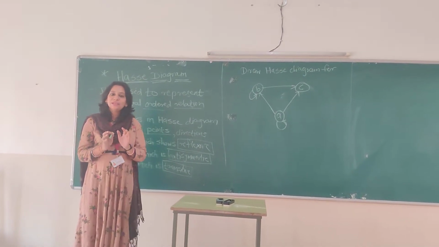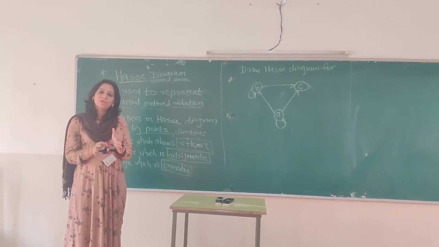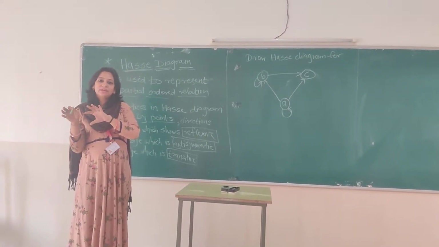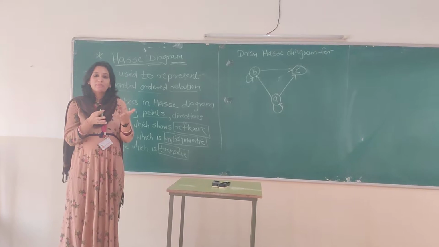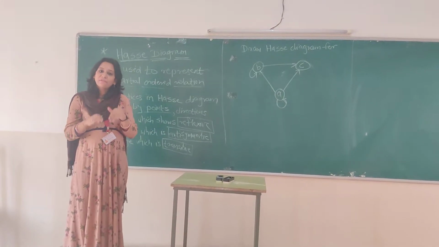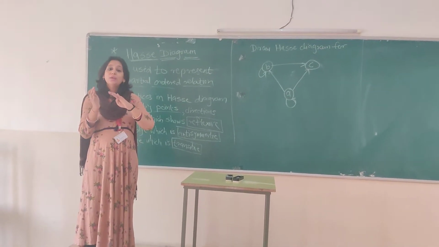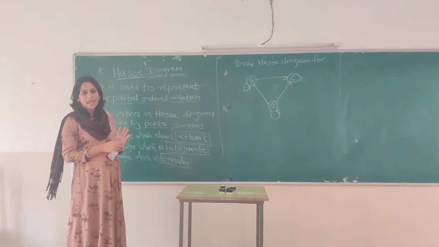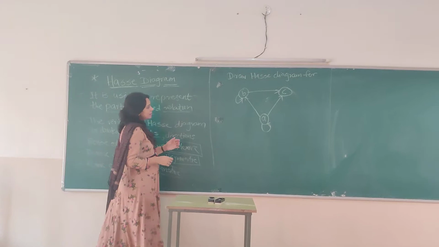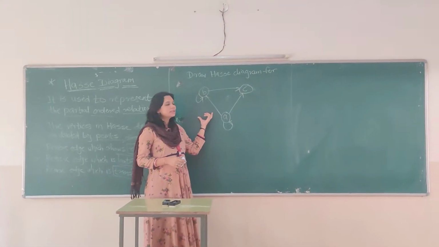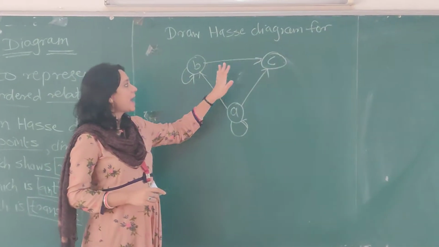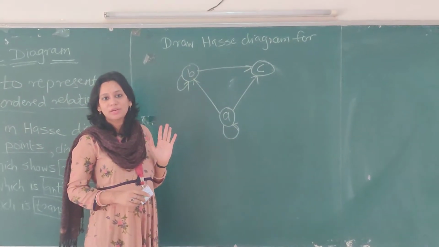Means the properties which are satisfied by the partial order relation, the representation of that relation is definitely in the type of edges. We have to remove the edges and then we are getting the simplified version, and that is called a Hasse diagram. So we will see the example. This is a particular partial order relation. We have to draw the Hasse diagram for this partial order relation.